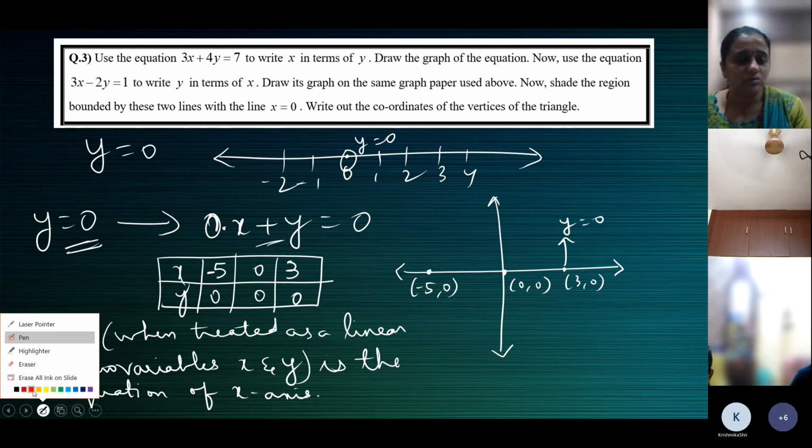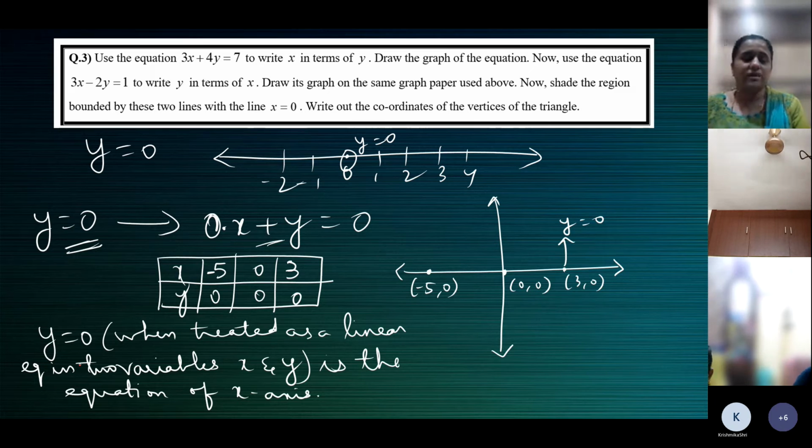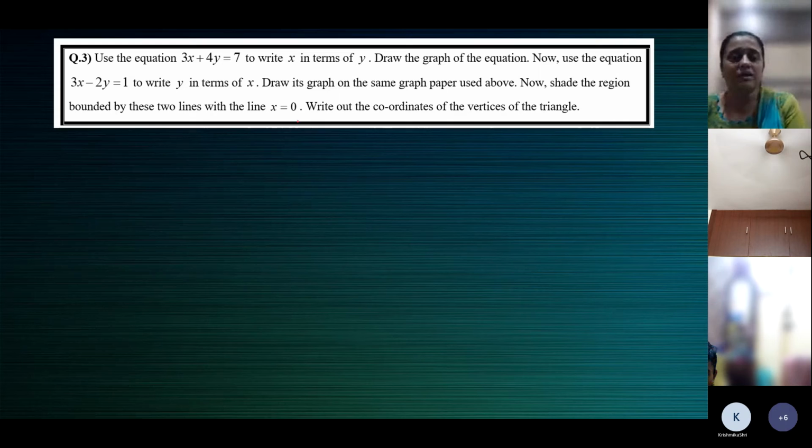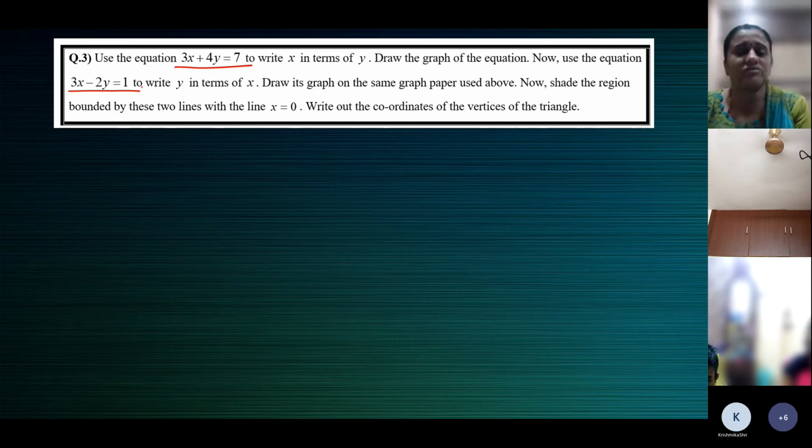Now going back to question number 3. So we have a straight line for this equation. Now shade the region bounded by these two lines with the line x is equal to 0. So you will wonder, x is equal to 0 has only one variable x, then it's a point on the number line.